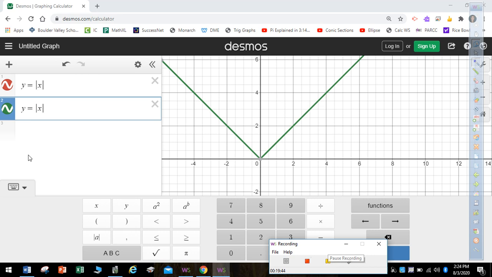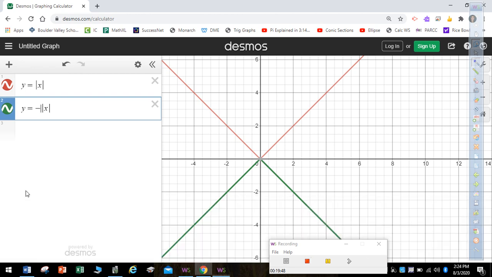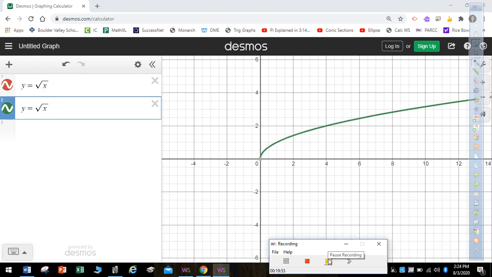Now, when we change that to the absolute value shape, we're going to see something similar. Put a negative out in front, and it's going to flip it over, making it upside down. And finally, for our square root function, put a negative out in front. Same thing. It's going to reflect it, flip it over the x-axis.